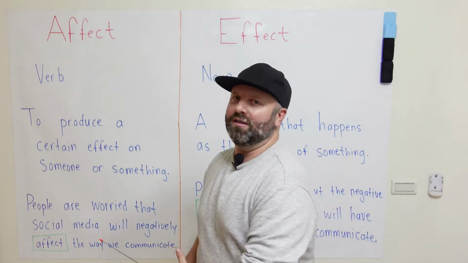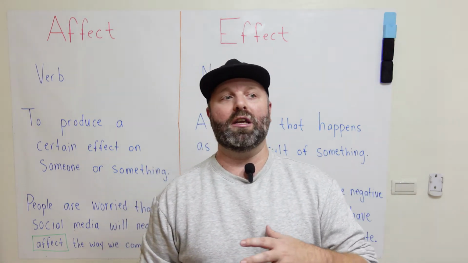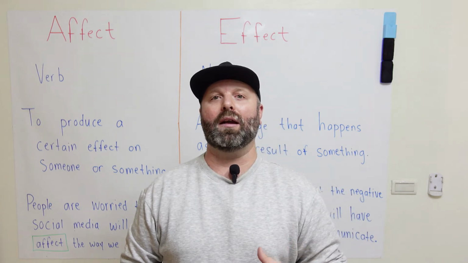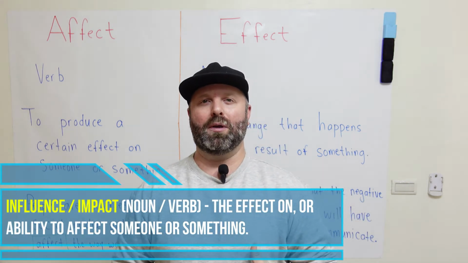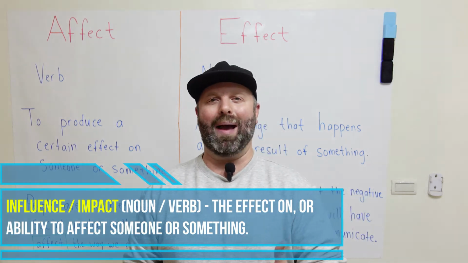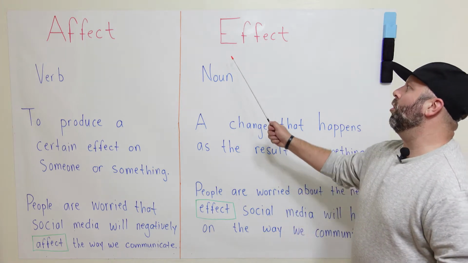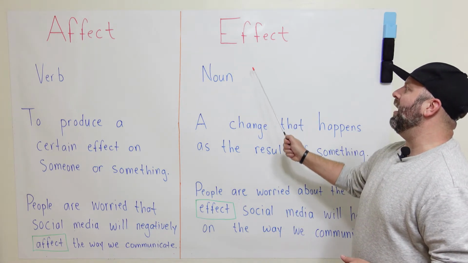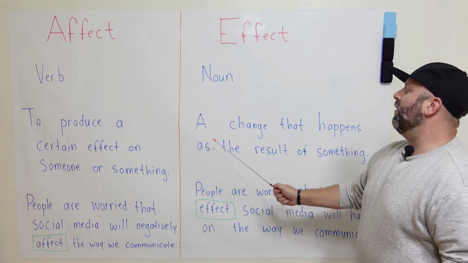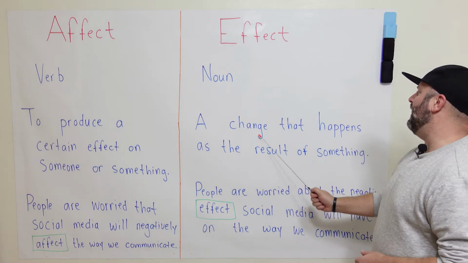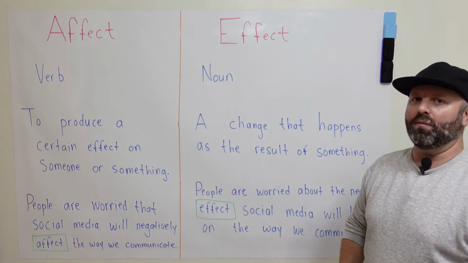So when we look at this sentence, well, what does this mean? People are worried about the influence or impact that social media is going to have on the way that people communicate. They think it's going to be a bad thing, okay? Now, when we look at the word effect, effect is a noun, okay? And an effect is the change that happens as a result of something.